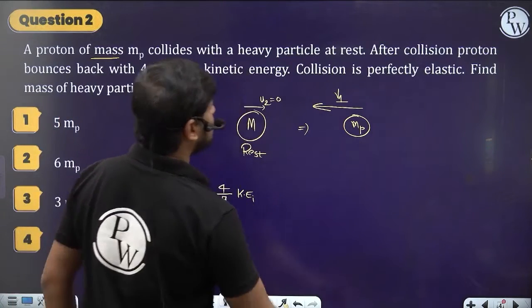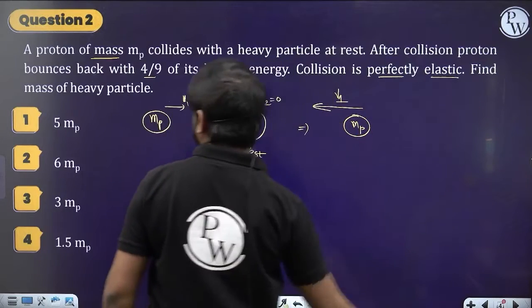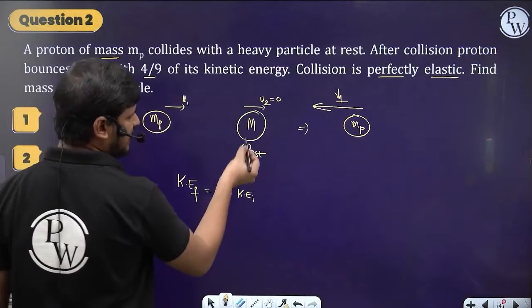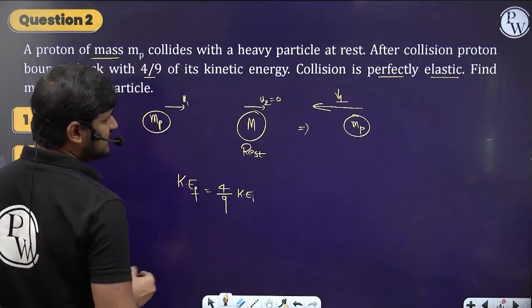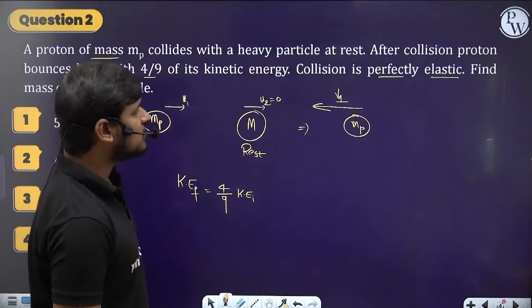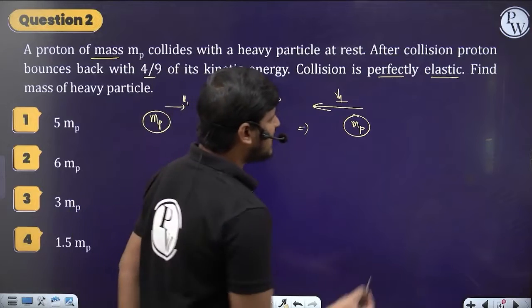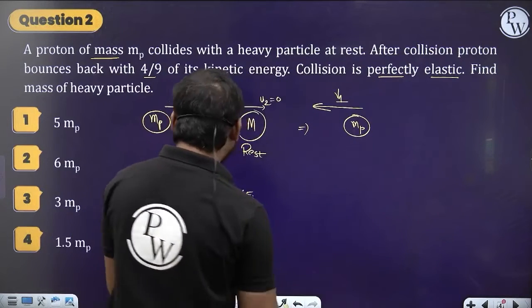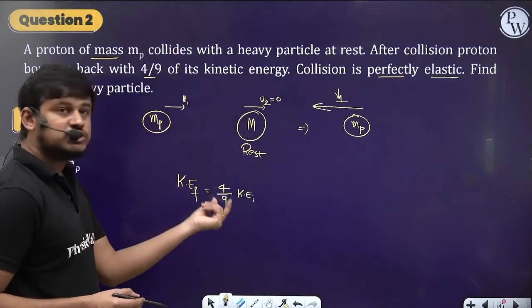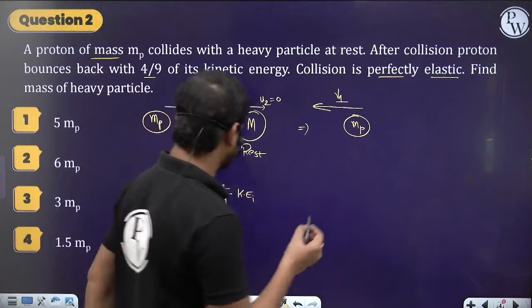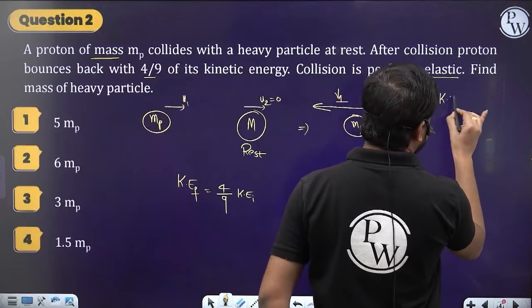Okay, so the collision is perfectly elastic. Find the mass of the heavier particle. We have to find its mass. So first let's find the velocity of the proton after the collision. How do we calculate? We know this hint: the final kinetic energy is equal to 4/9 times the initial kinetic energy. So what is the initial kinetic energy of the proton?